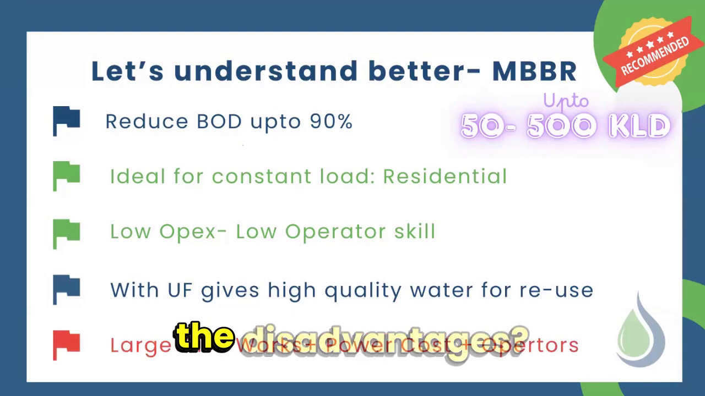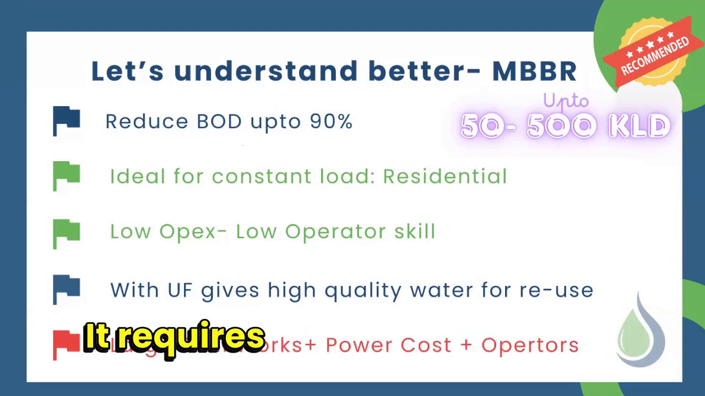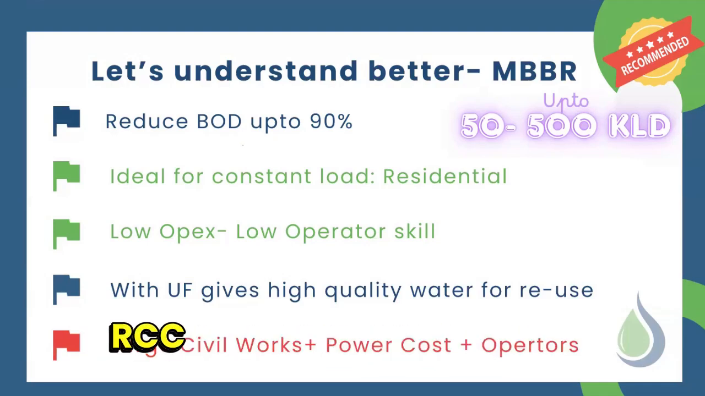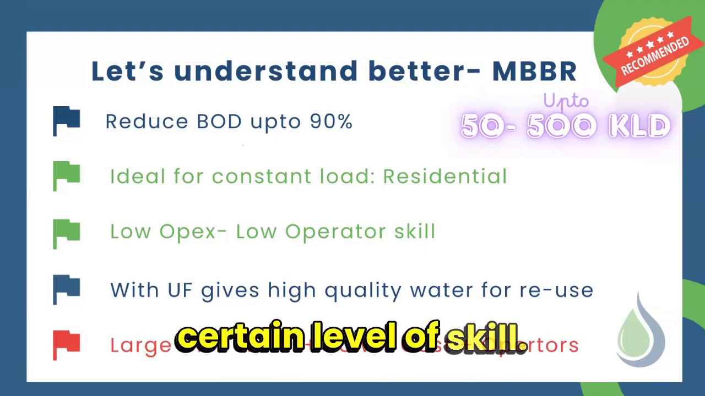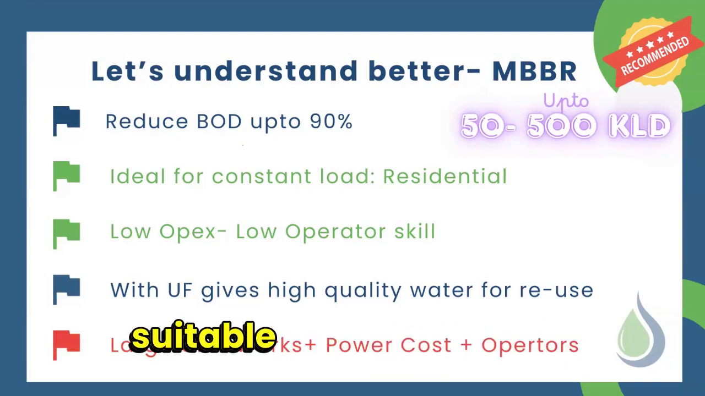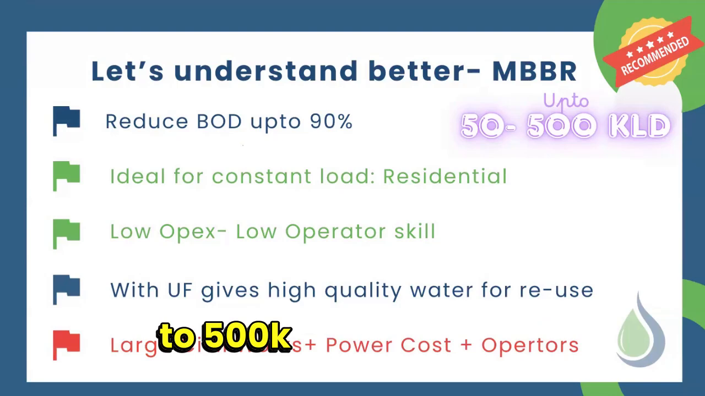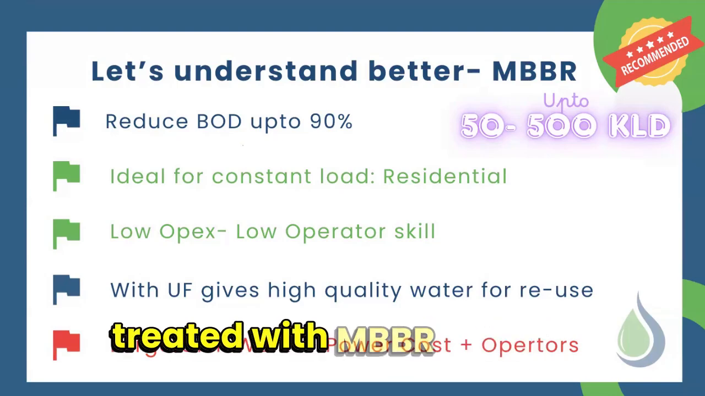And what are the disadvantages? It requires huge process tanks to be constructed in RCC. Power cost is also high, and operators need to have a certain level of skill. And what are the capacities suitable for this process? Anything above 50, but up to 500 KL can be ideally treated with the MBBR process.